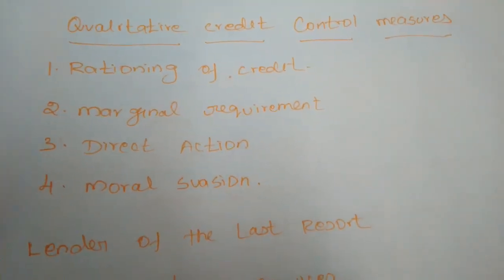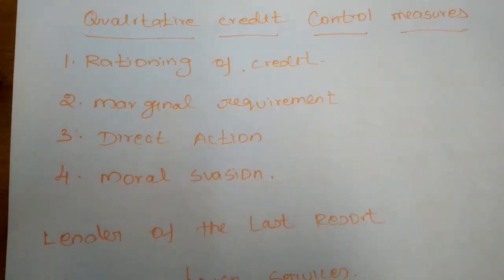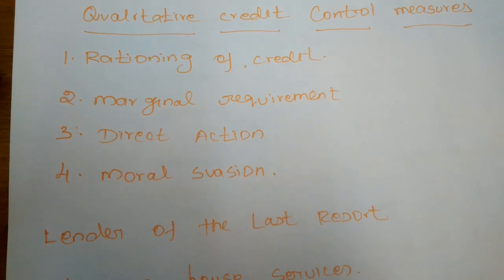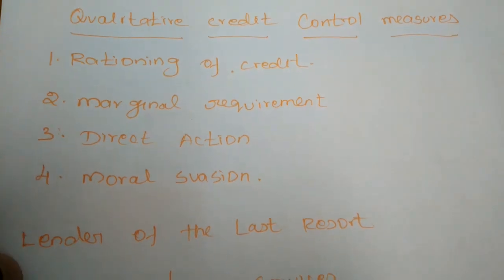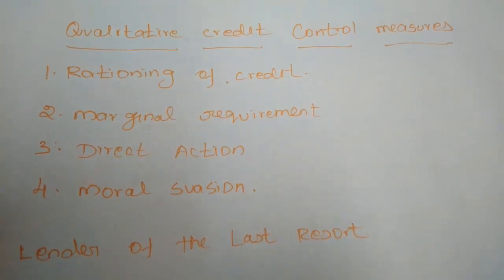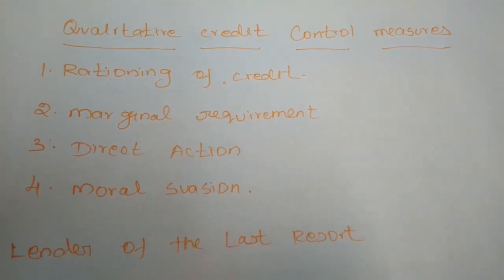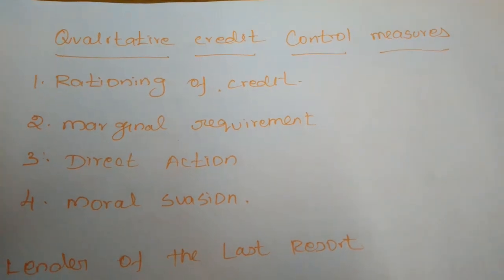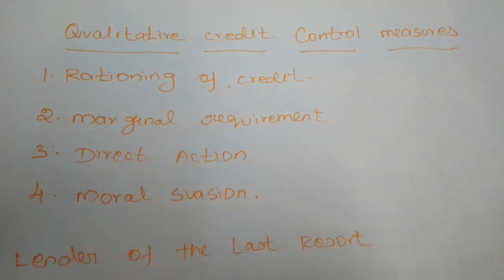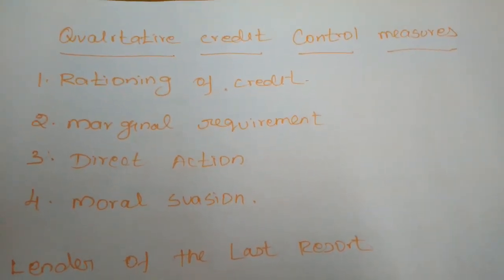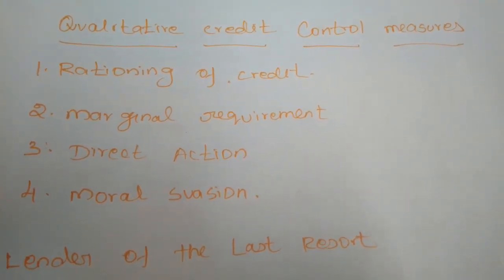Next is the qualitative credit control measures. Under the quantitative credit control measures, we have the bank rate policy, cash reserve ratio, statutory liquidity ratio, and the open market operations. Under the qualitative credit measures, the Reserve Bank of India will undertake some actions. First one is rationing of credit. A maximum limit is fixed for lending to certain sectors or specific purposes. The Reserve Bank of India will give some limitations on providing loans for special purposes or certain sectors.